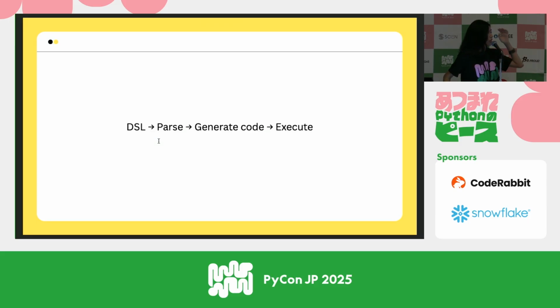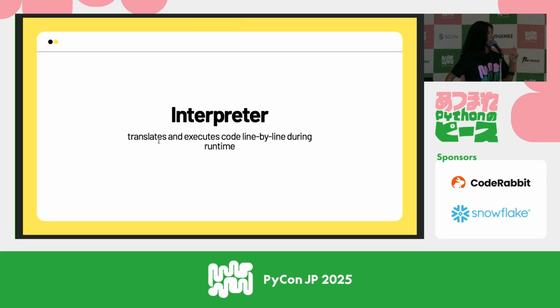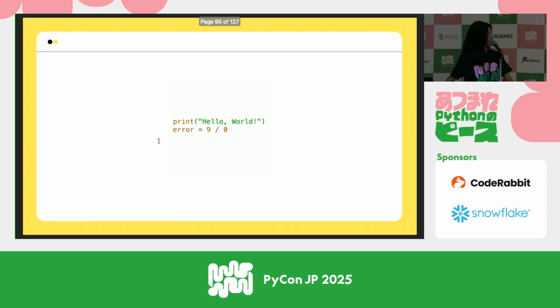So the idea is that when you have your domain-specific language, you parse it, and then you generate it into some other code. It can be Python, or JSON, or anything that's understood by another program, and you execute it. Another way is an interpreter. It interprets and executes code line by line during runtime. Like Python, basically you print them, and if you have an error, it's going to let you know. It still prints hello world first.